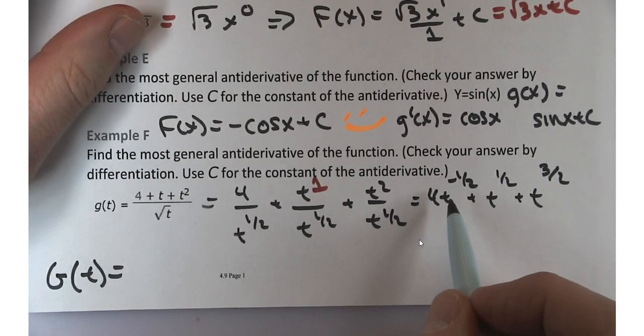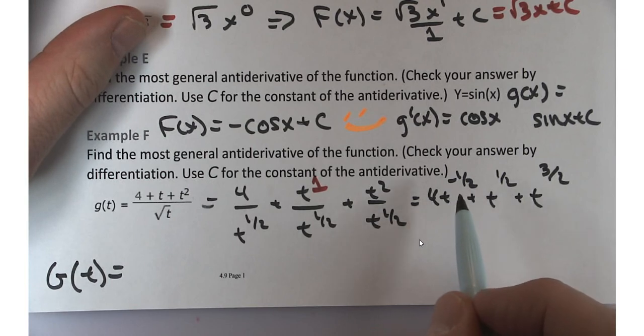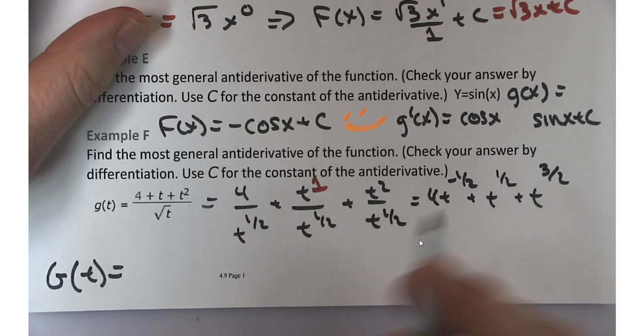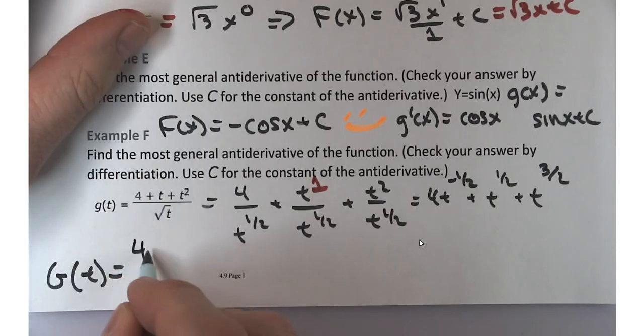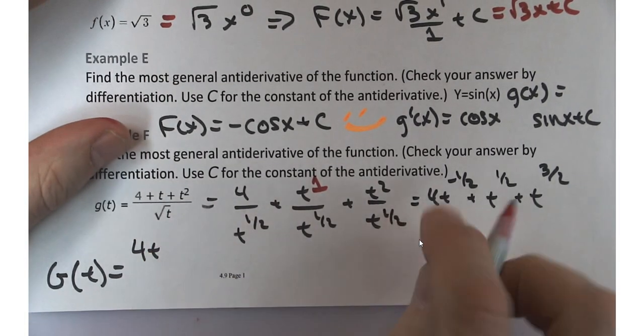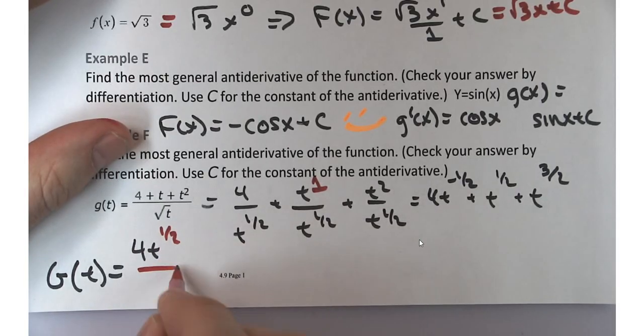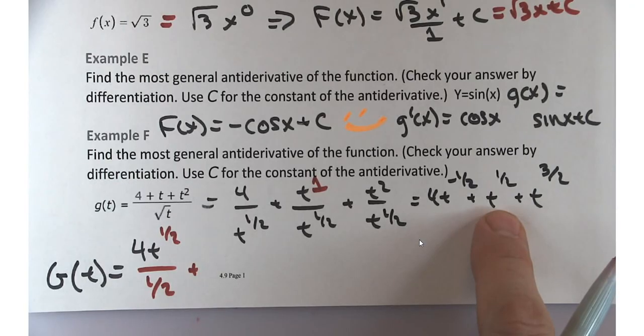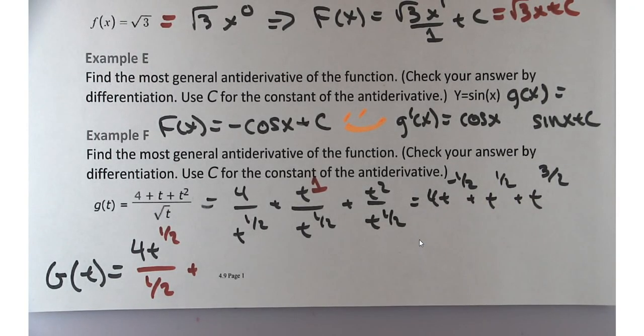Now here we got to be a little bit careful. If you add 1 to the exponent, what will you get? 4t to the what power? 1/2 divided by 1/2. Add 1 to the exponent here. Gabrielle, what would I get for the exponent then, please?